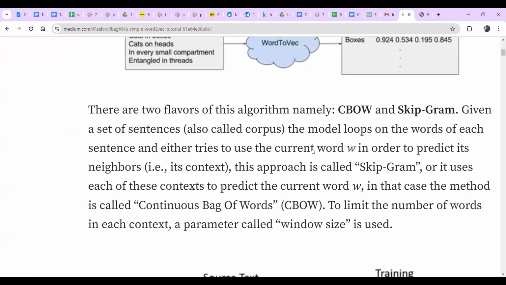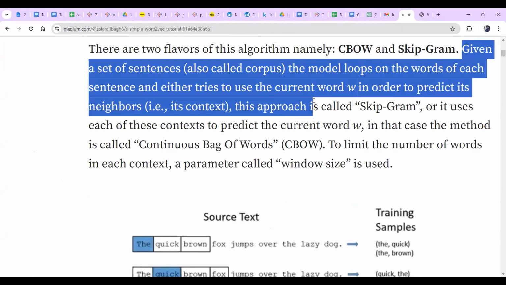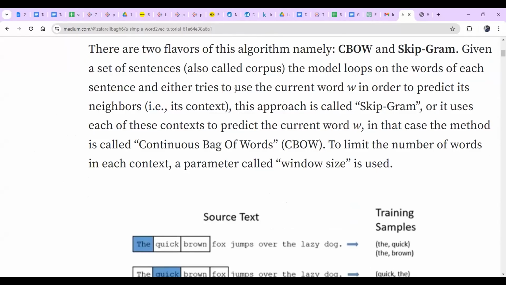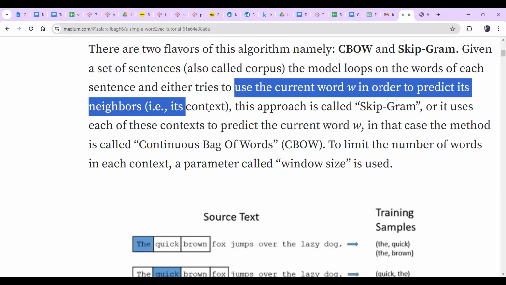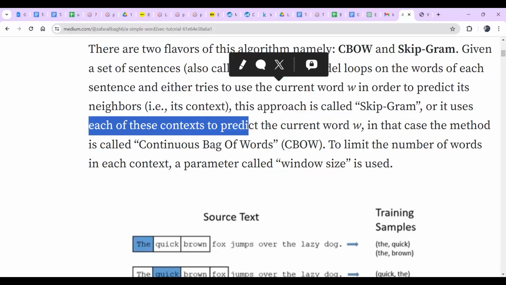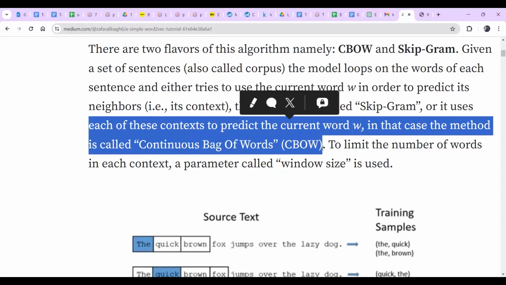If you see the working, given a set of sentences, the model looks at the words of each sentence and tries to use the current word to predict its neighbor. Here you are predicting the neighbor. The neighbors can be multiple, and that is why it's skip-gram, correct? If I reverse this, it becomes a continuous bag of words, where it uses each of the context words, that means each of the neighbors, to predict the current word. That is called continuous bag of words. Simple. That's what we discussed.